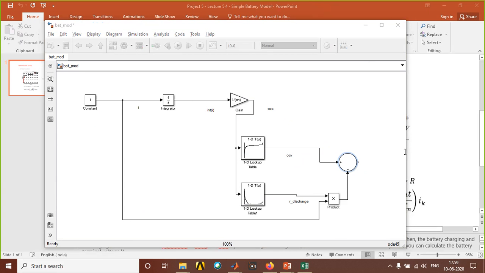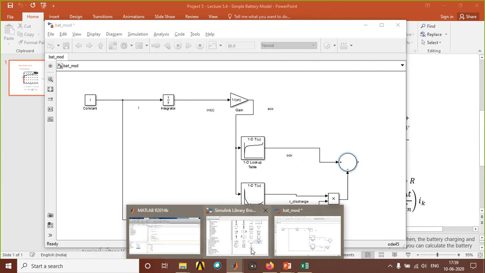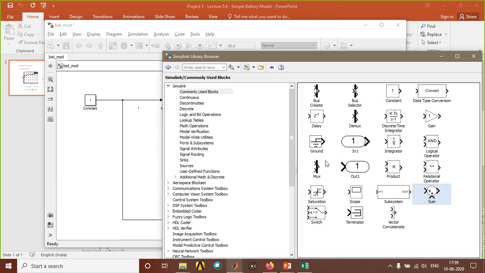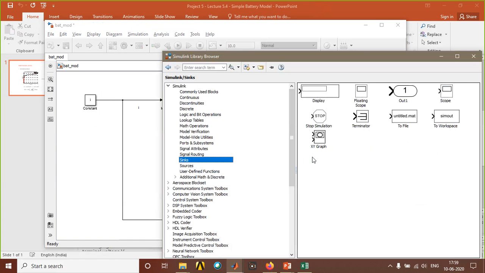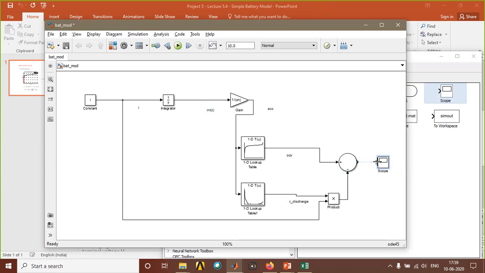Can you compare the flow of the equation with the diagram? Yes, definitely. I'll tell you. So next, I want to take the output. As usual, in order to take the output, what I am supposed to do is go for a scope. I have a scope over here, so put a scope here. Okay, fine. Now I'm going to put scopes in some other places. What are the places? I want to know my SOC.